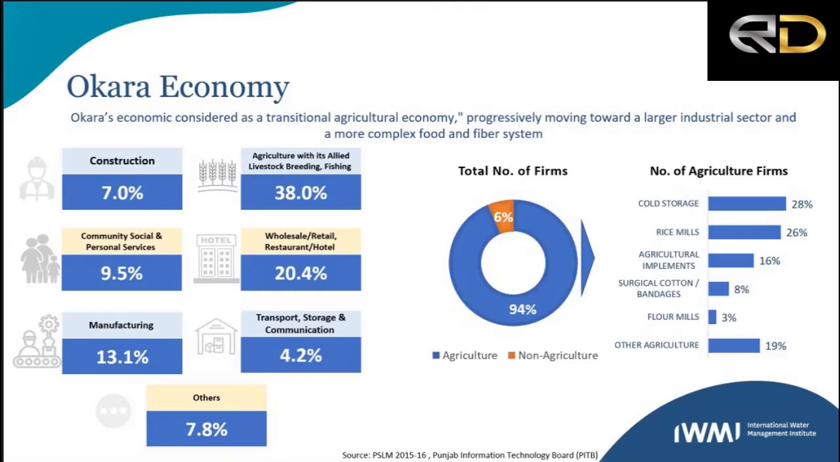Flour mills, there are not so many of them, but I suspect they're big, and therefore they are processing a lot of the wheat into flour in those couple of mills. So of the total number of firms that we could identify in the district, a huge percentage are in agriculture, and they are very clearly tied to the basic production activities that we see.